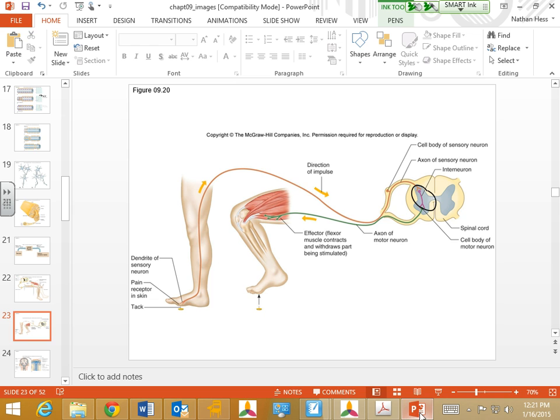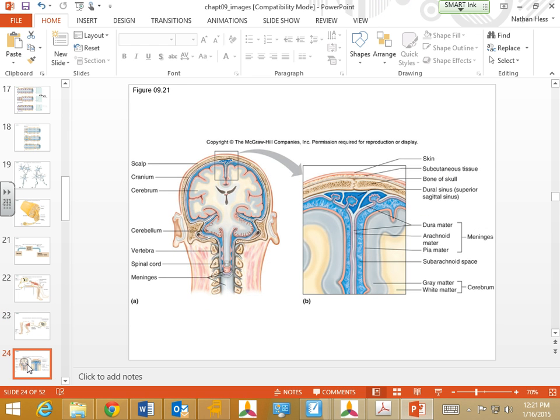Meninges. Those are those thick layers that are over top of the brain, in between the cranium, the skull, and the brain, the cerebrum. 3 pieces. The most superficial is which one? The dura mater. Good. And then the next one is the arachnoid mater. And then the most deep is the pia.